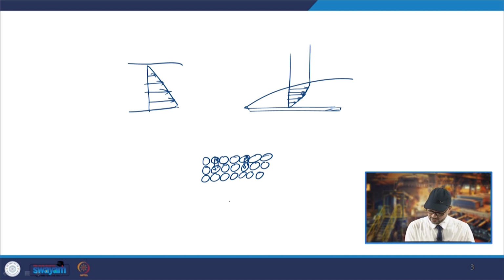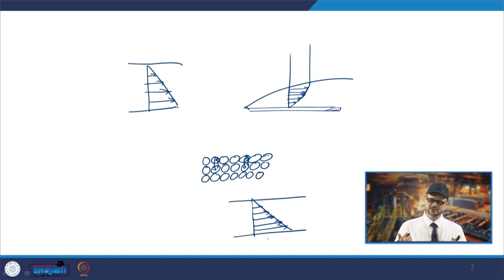Whereas, when you had the two plates and one was in motion, this was the velocity profile which was seen in the case which we studied. The viscous momentum transport will be in this direction. Now, if it is because of the velocity, and the velocity is in this direction, then that is known as convective momentum transport.